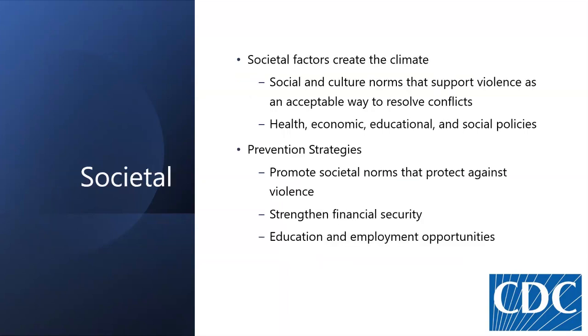The fourth level of society looks at the broad societal factors that help create a climate in which violence is encouraged through social and cultural norms that support violence as an acceptable way to resolve conflicts. Other large societal factors include the health, economic, education, and social policies that help maintain economic and social inequalities between different groups in society. Prevention strategies at this level include efforts to promote societal norms that protect against violence and efforts to strengthen financial security, education and employment opportunities, and other policies that affect the structural determinants of health.